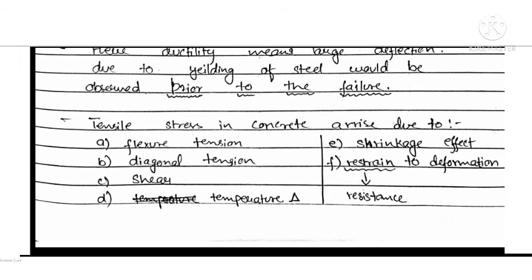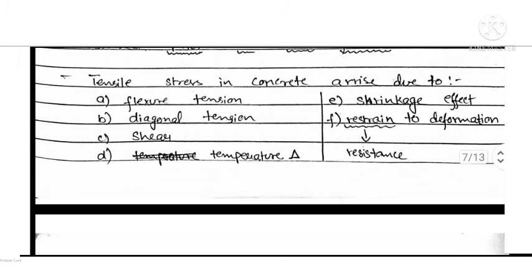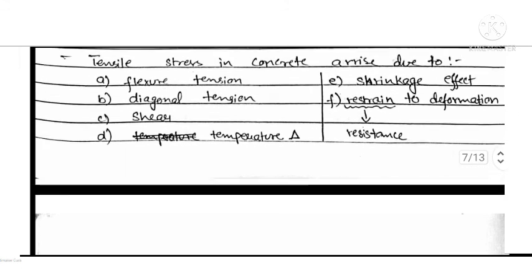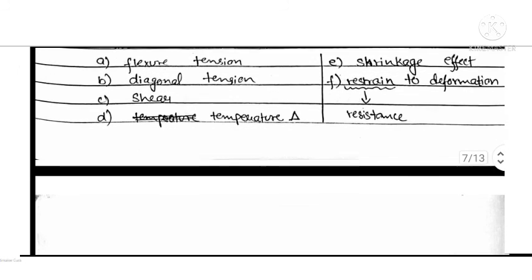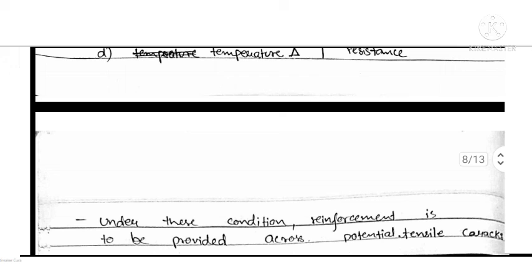The tensile stress in the concrete arises due to: one, flexure tension; diagonal tension; shear; temperature difference; shrinkage effect; and sixth one is restraint or resistance to deformation. These all topics will be discussed later. Under this condition, the reinforcement is to be provided across the potential tensile cracks. That is, when these tensile stresses occur, we provide the reinforcement against the effect of these tensile stresses, which are the potential tensile cracks.